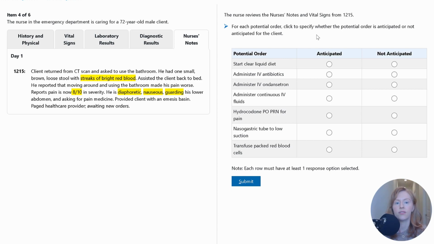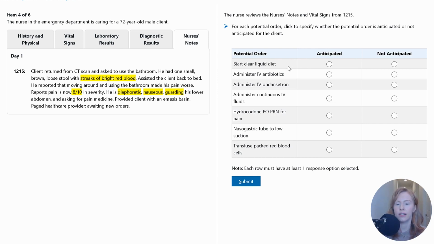Now we are asked for each potential order, click to specify whether the potential order is anticipated or not anticipated for the client. And so if we've got all of these things going on, pain, nausea, we want to treat the pain and we want to prevent any further fluid losses from vomiting, and we want to relieve his nausea and also make sure nothing worse is going on. But of course, we've paged the healthcare provider and they're going to hopefully come assess this client.